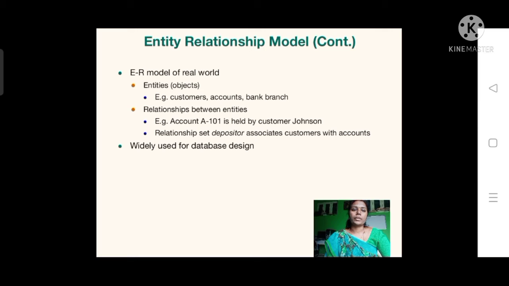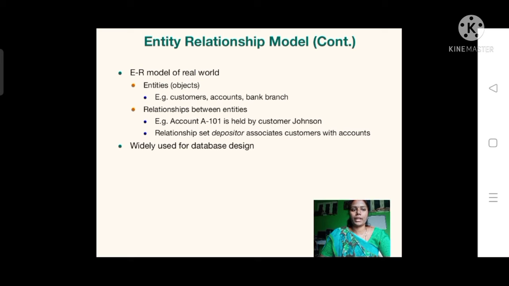Next, we are going to talk about the ER model of the real world. Entities are nothing but the objects. As we saw before, the example of a customer and the account table is the ER diagram as shown in the previous slide. The relationship between entities is the depositor table. Now, I am going to explain what a relationship between the entities is. For example, the account number A101 is held by the customer Johnson. The relationship depositor associates customers with account.